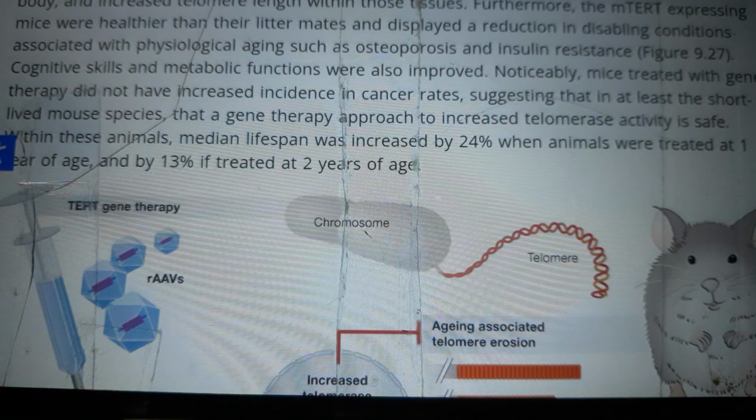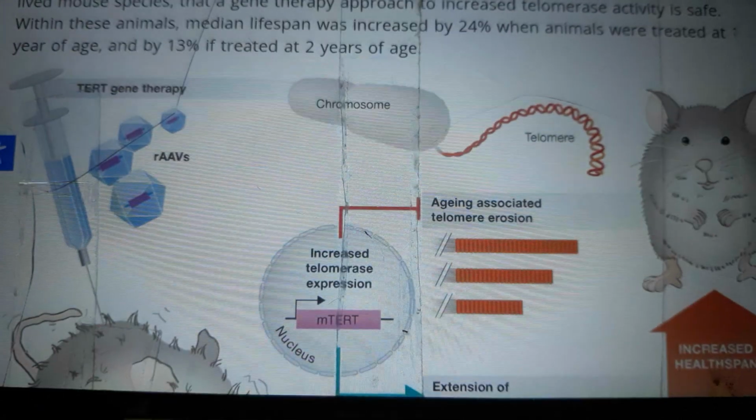Noticeably, mice treated with gene therapy did not have an increased incidence in cancer rates, suggesting that, in at least the short-lived mouse species, a gene therapy approach to increase telomerase activity is safe. Within these animals, median lifespan increased by 24% when animals were treated at 1 year of age and by 13% if treated at 2 years of age.